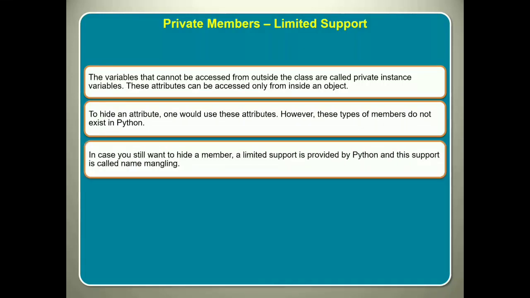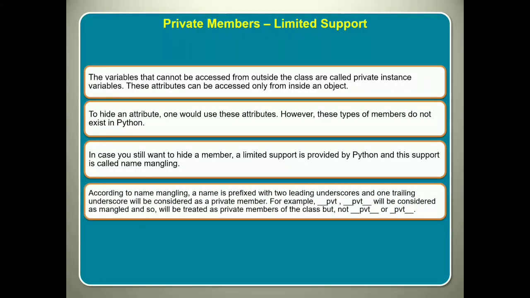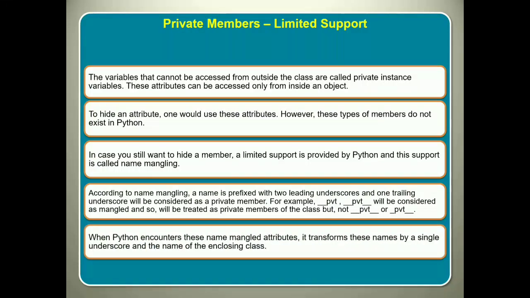In case you still want to hide a member, a limited support is provided by Python, and this support is called name mangling. According to name mangling, a name prefixed with 2 leading underscores and 1 trailing underscore will be considered as a private member. For example, __private_ will be considered as mangled and so will be treated as private members of the class, but not as shown here. When Python encounters these name-mangled attributes, it transforms these names by a single underscore and the name of the enclosing class.